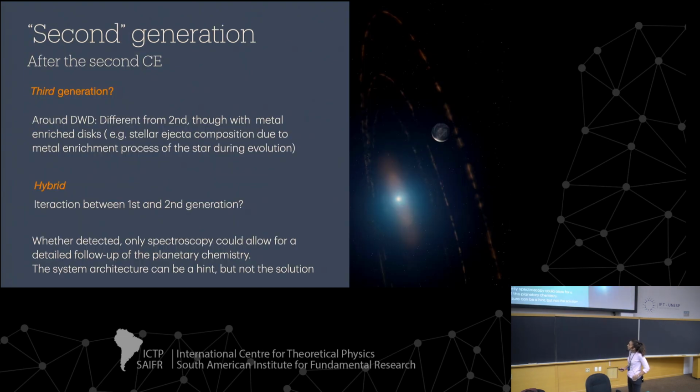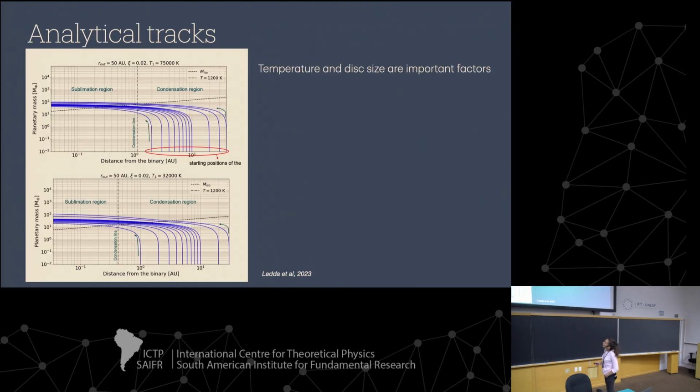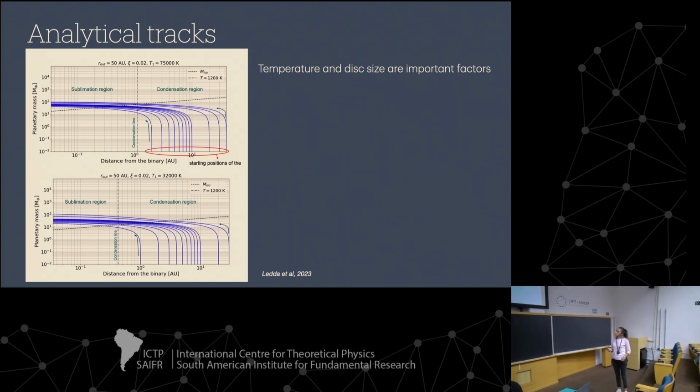Okay, so we tried to check on this on the third generation system. That was the work of a master's student. Basically, you do analytical tracks. Did Vladimir cover this in his course the first week? So basically it's pebble accretion: you put a seed in the disk, and then you evolve it and try to see how it accretes.